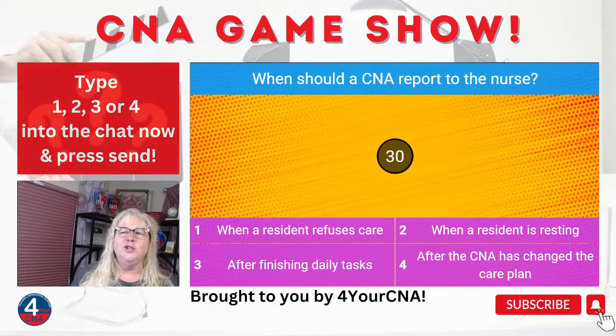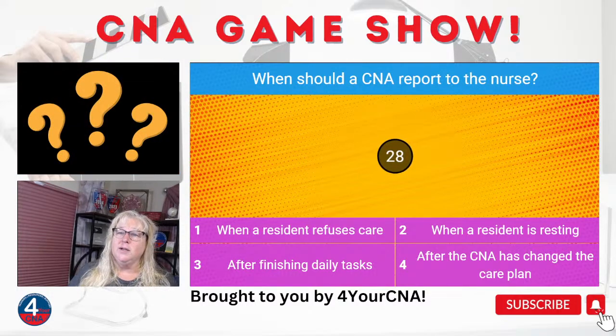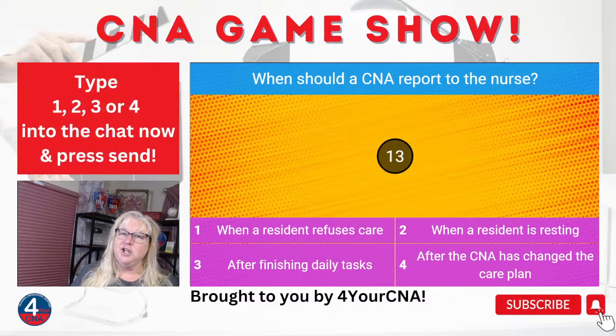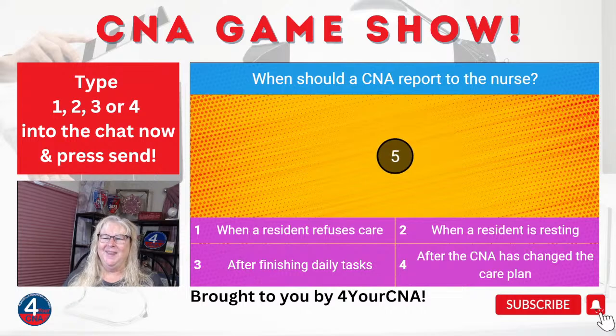So when should a CNA report to the nurse? 1, when a resident refuses care. 2, when a resident is resting. 3, after finishing daily tasks. Or 4, after the CNA has changed the care plan. So go ahead and lock in your final answers. You've got about 5 seconds left. Go ahead and lock in.